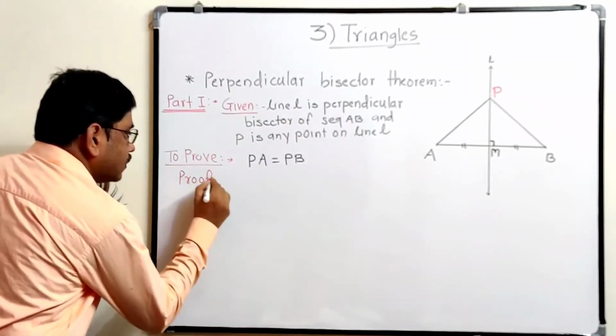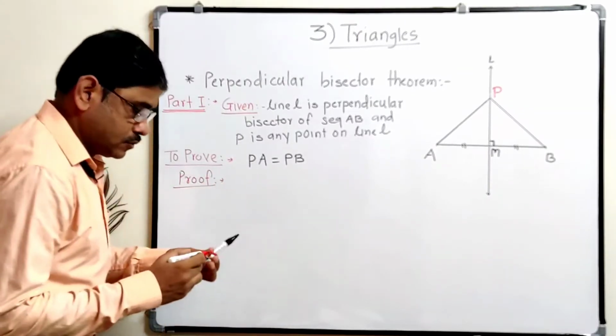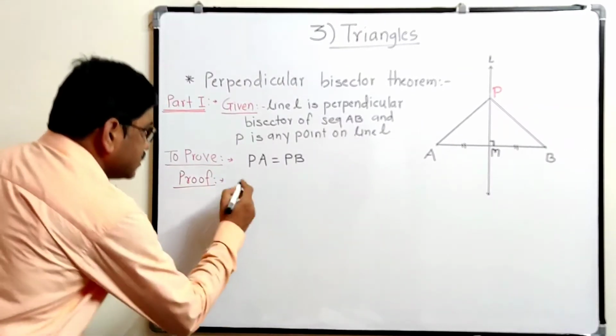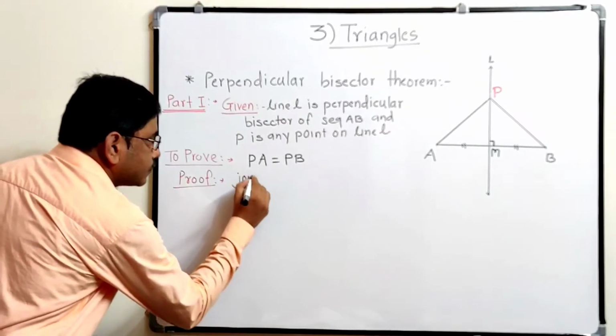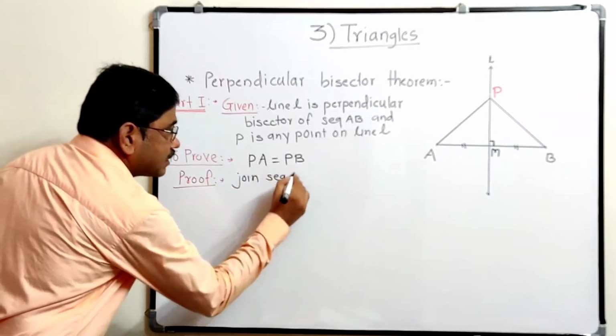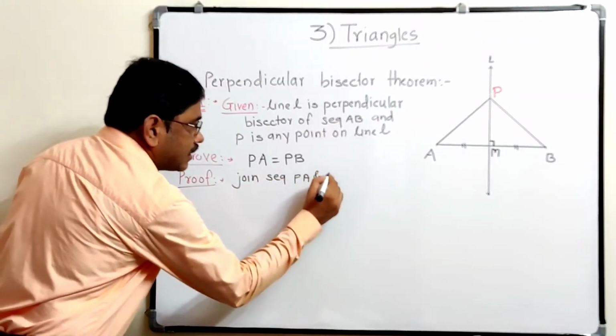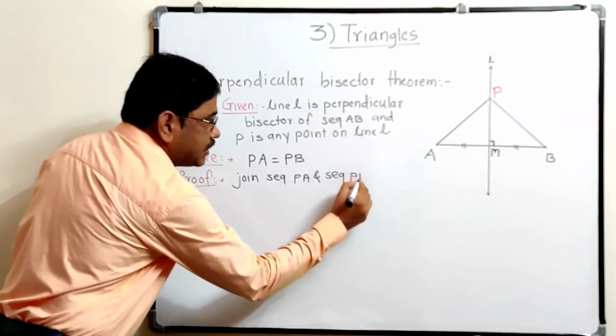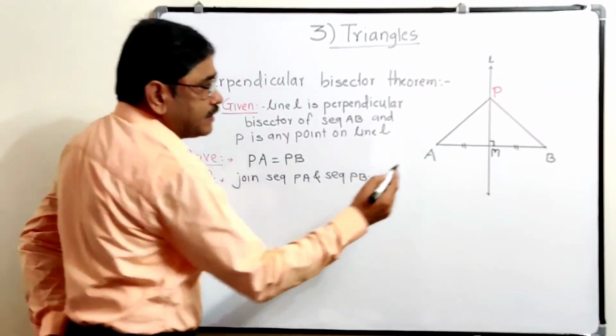In a proof we have already joined that. So here in the proof we have to write: join segment PA and segment PB. Now if you observe the figure, we get two triangles.